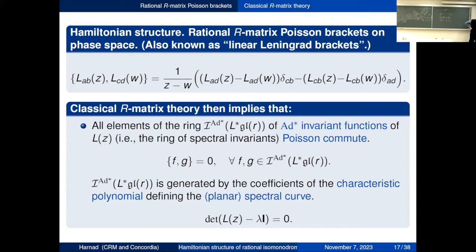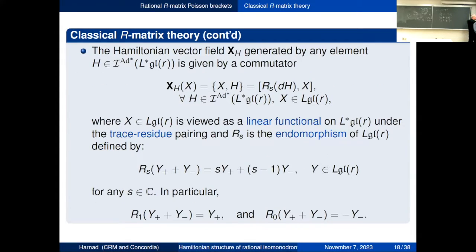I'm calling this ad-star because I am thinking of it as the dual of the loop algebra. Any two conjugation invariant functions Poisson commute. That's part of the theory. So those are the coefficients of this spectral curve. And the second statement is that the Hamiltonian vector field generated by such a spectral invariant is always a commutator. And the commutator can be computed in a very standard way.